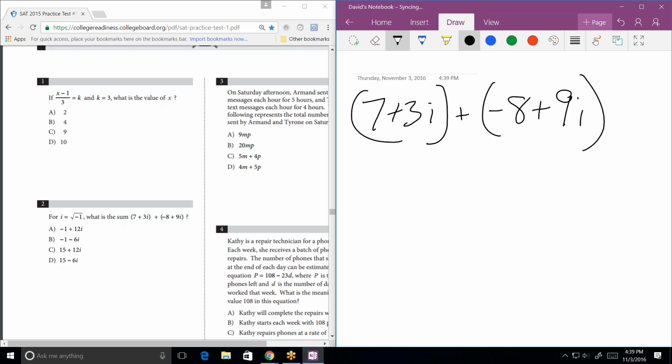Just adding them? You add the real parts, add the imaginary parts. It's that easy. It would be -1 plus 12i. Correct. Okay.